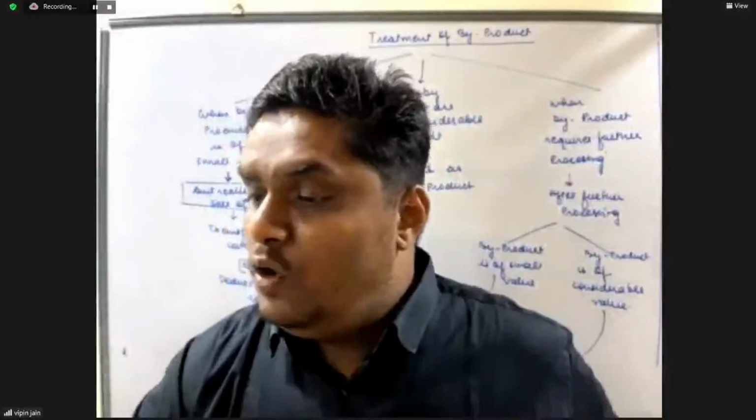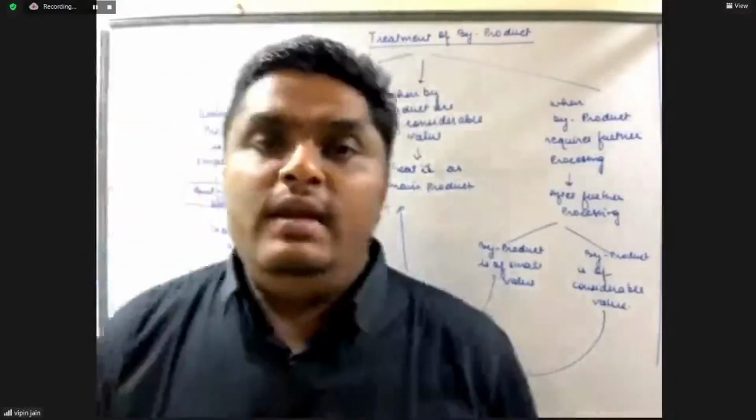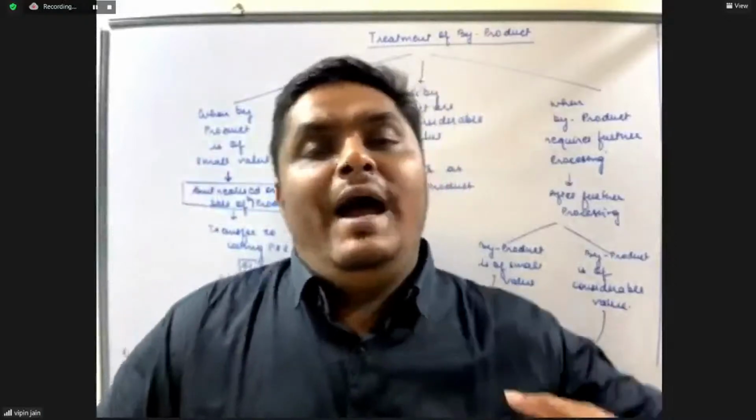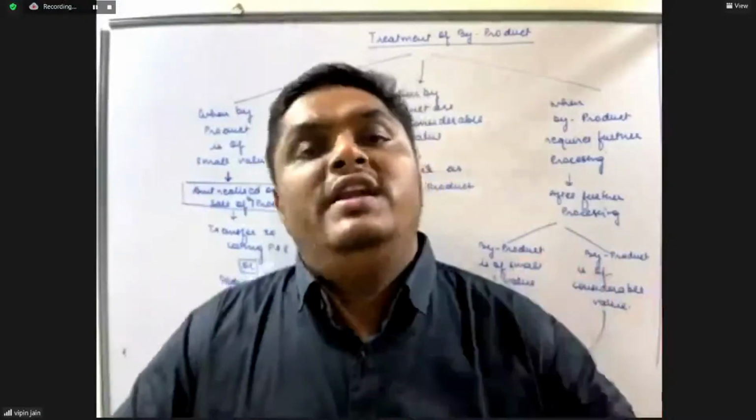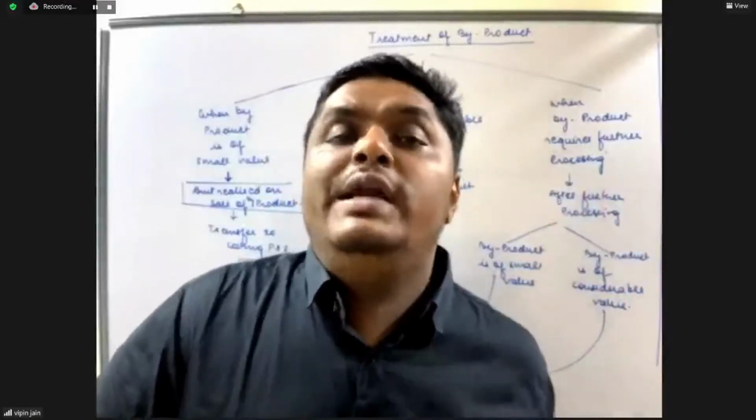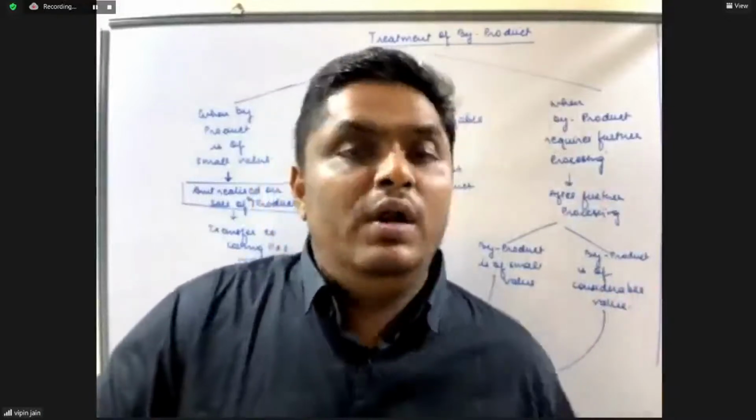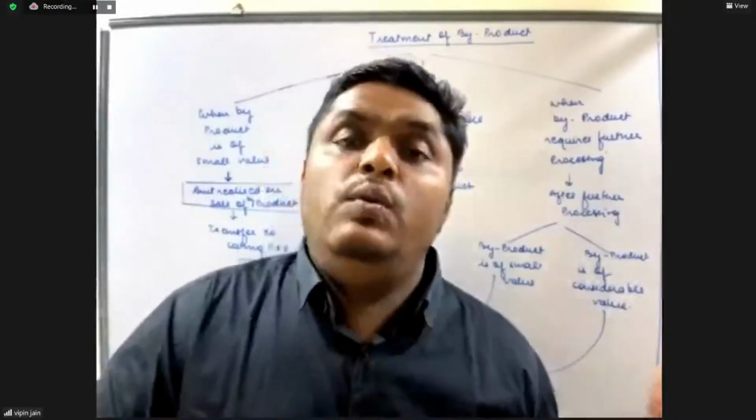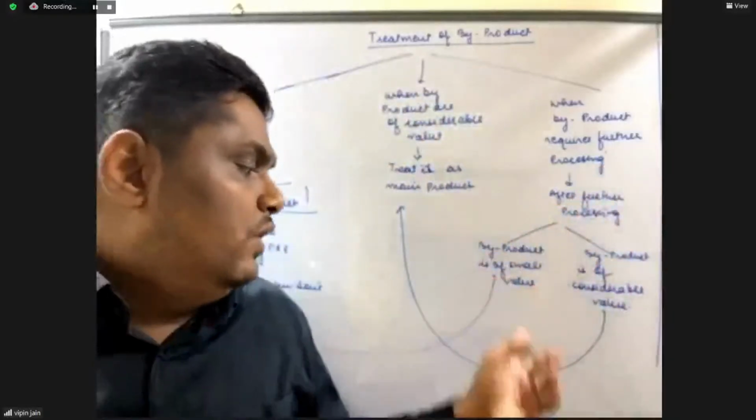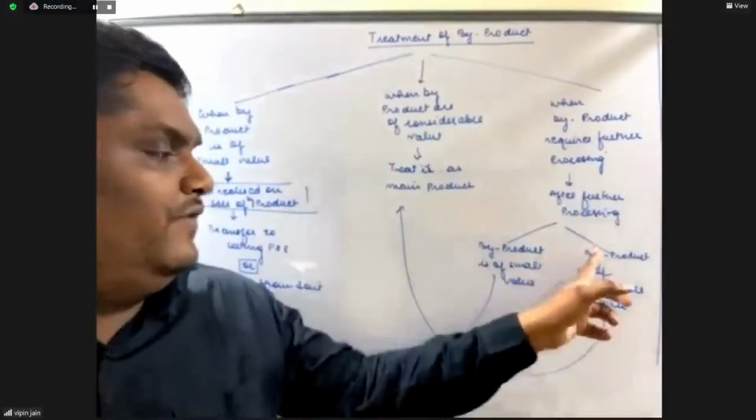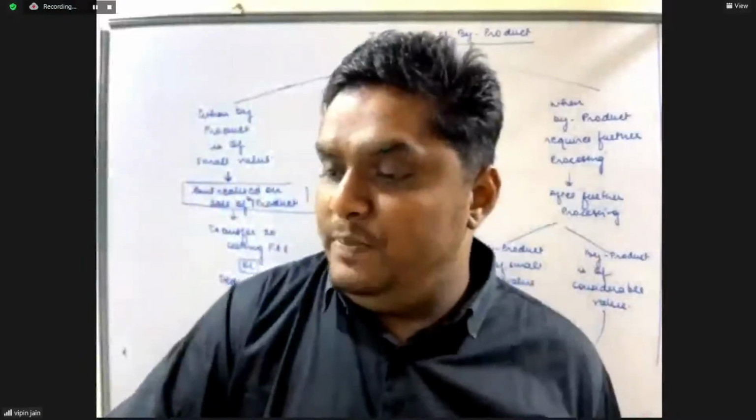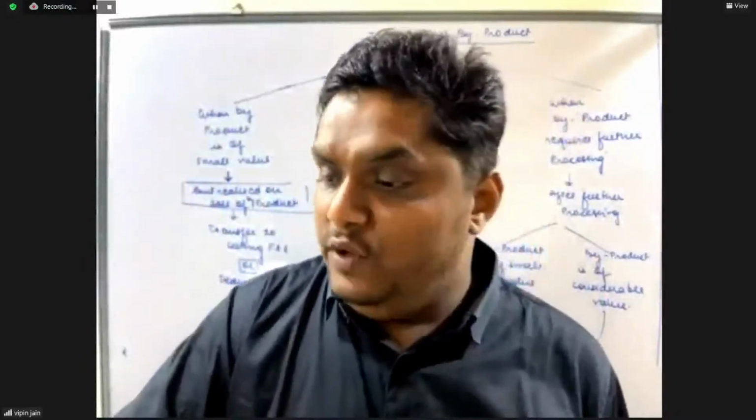I request you guys to please copy this part. I repeat again, when the byproduct is of small value, then the amount realized on sale of byproduct, either transfer it to costing P&L or deduct it from the joint cost. Second point, if it is of considerable value, then no need to treat it as byproduct. Treat it as a main product or a joint product. But when byproduct requires further processing, and after further processing the byproduct is of small value, then this treatment is to be followed. And if it is of considerable value, then this treatment is to be followed. I request you guys to please copy the explanation. I'm waiting for your queries, guys.